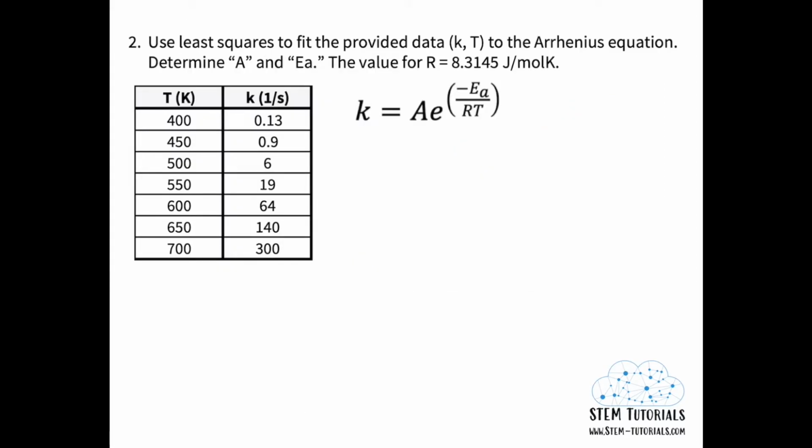In question number 2, we're going to use least squares, or more specifically linear regression, to fit the provided data, so our temperature and rate data, to the Arrhenius equation, which we see here. So don't worry if you don't know what the Arrhenius equation is. The main thing to note is that we have this equation here, and it's certainly not linear. We have the exponential function, and we need to use linear regression to determine this coefficient a and Ea. So we know our data k, and we know our data T, and we have a constant R.